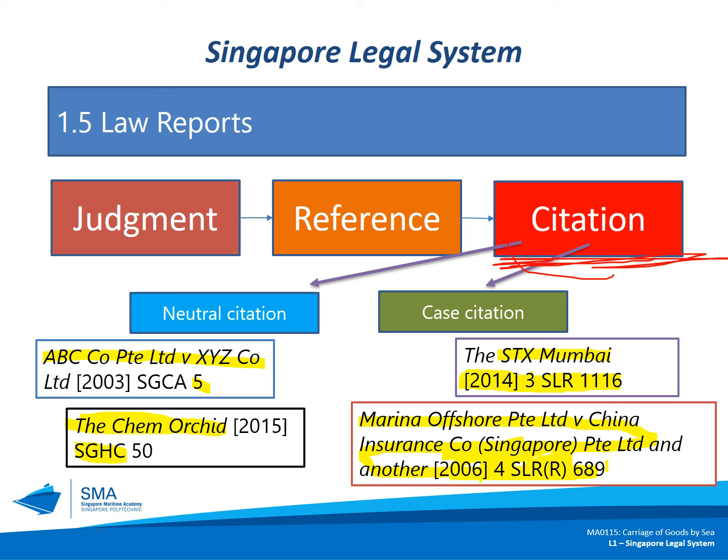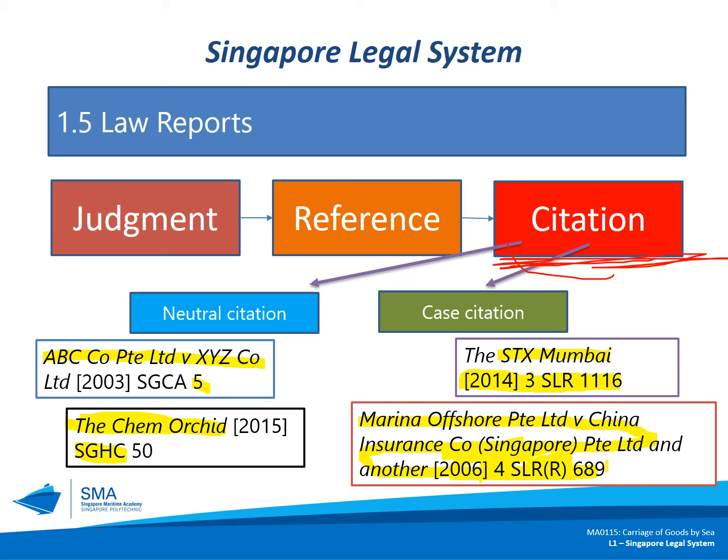This one I highlighted, the 2006 4 SLR reissue. But the content is still the same. The judge's content you cannot change. It's just the format. Because it's 2006, and the new format only came after 2009, right? So they have to reissue it. When they reissue it, everything is the same except the format. Remember, everything is the same except the format.